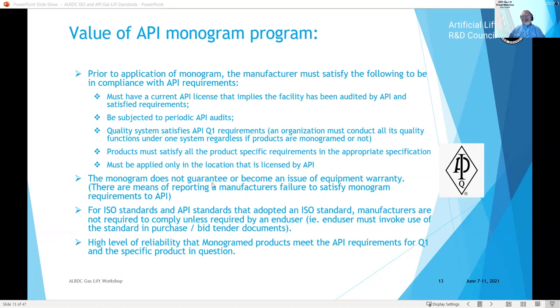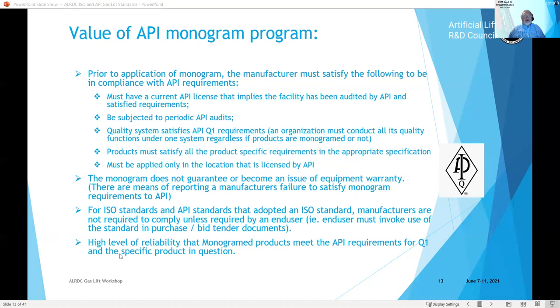So the monogram does not guarantee or become an issue of equipment warranty. However, there are means of reporting a manufacturer's failure to satisfy program requirements or monogram requirements to the API. For ISO standards and API standards that are adopted as an ISO standard, manufacturers are not required to comply unless required by the end user. So what this means is that for any ISO document or co-branded ISO document, the end user must invoke the use of the standard in the purchase and bid tender documents in order for it to apply directly.